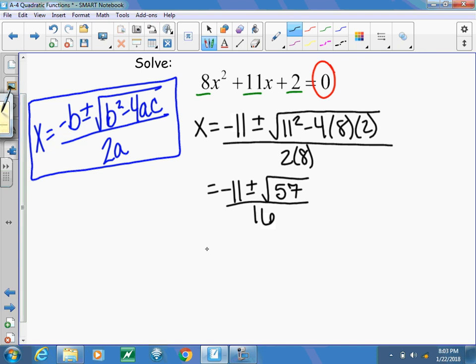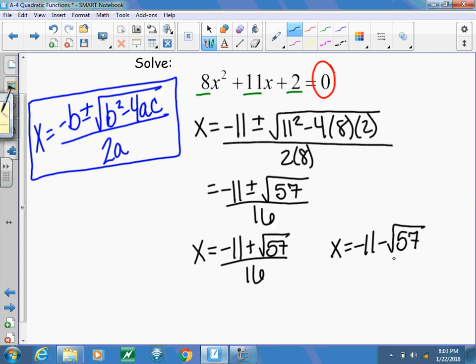So I have two different answers here. I have x is equal to negative 11 plus the square root of 57 all over 16. I also have x is equal to negative 11 minus the square root of 57 all over 16. If I put those into my calculator, I would get an approximate value of negative 0.216, and here an approximate answer of negative 1.159.